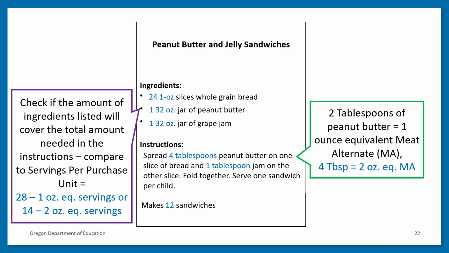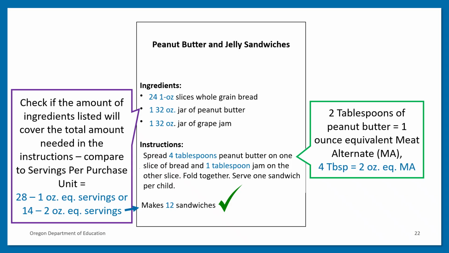You will compare with the servings per purchase unit, which shows that there are 28 servings of 1 ounce meat alternate per jar, and if you want 2 ounce equivalent meat alternate, you will need to divide 28 by 2 to equal 14 servings. Compare this to your current number of servings, and you have 12 sandwiches. 12 is less than 14, so that means that your 32-ounce jar of peanut butter will have enough peanut butter to make 12 sandwiches. If this was not the case, you would need to update your ingredients to increase the number of jars or the size of the jar to make sure you have enough peanut butter to make all the sandwiches in this recipe.